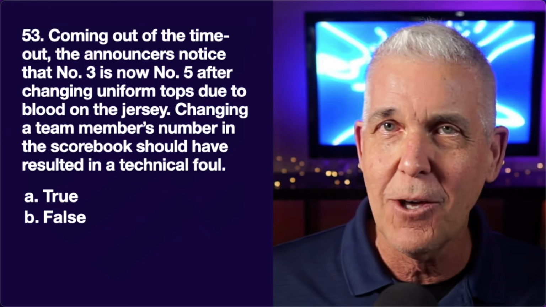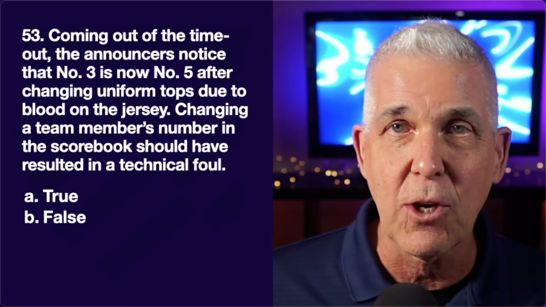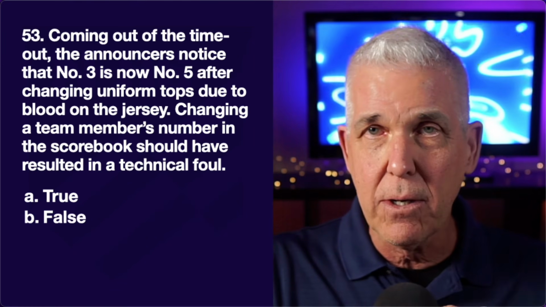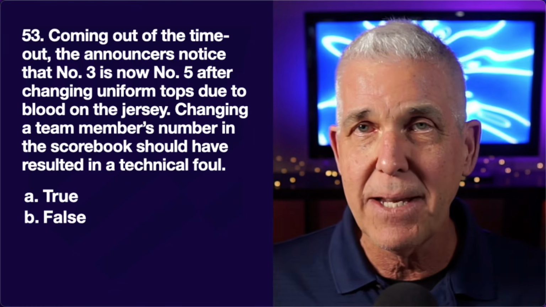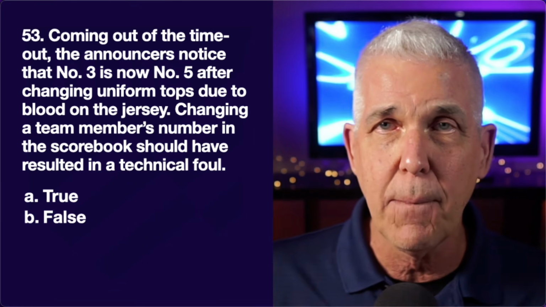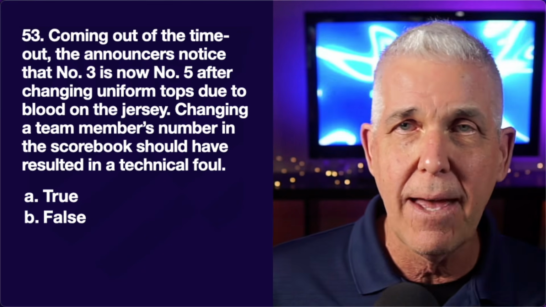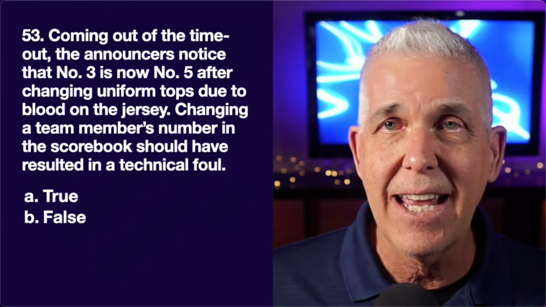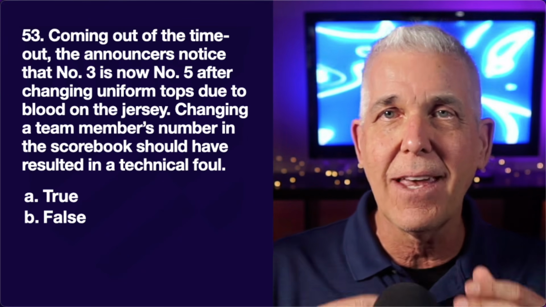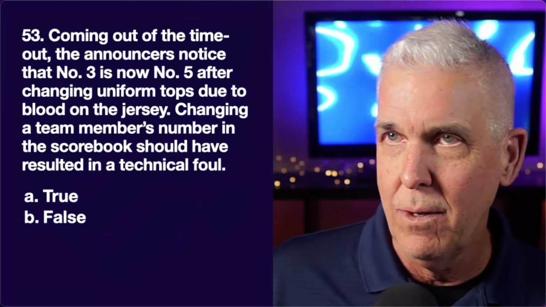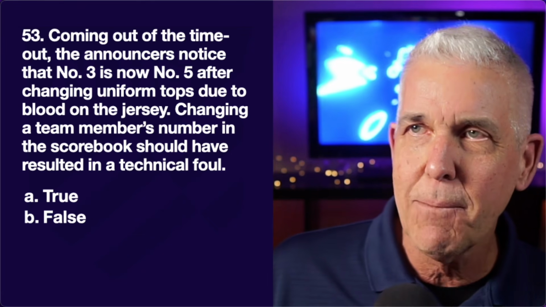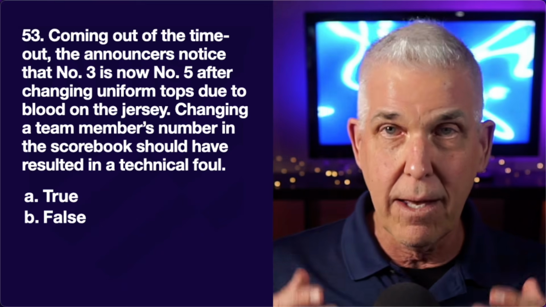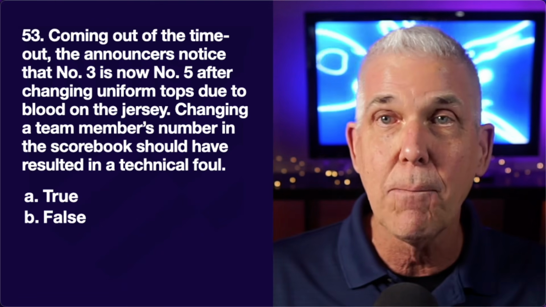changing the number, again, we have to go with the spirit and intent here of the question. Making a change in the scorebook by a player adopting a new jersey with a new jersey number after having to replace that jersey due to blood on the jersey is not a technical foul if all of the things were done correctly. So, changing a team member's number in the scorebook should have resulted in a technical foul. I'm going to go with the correct answer here being false.